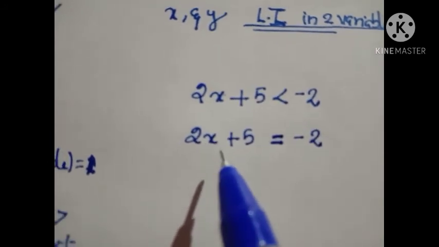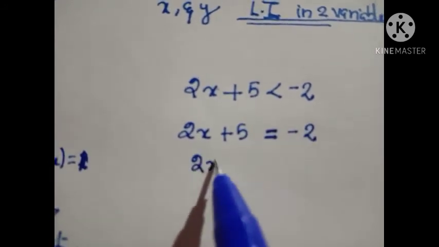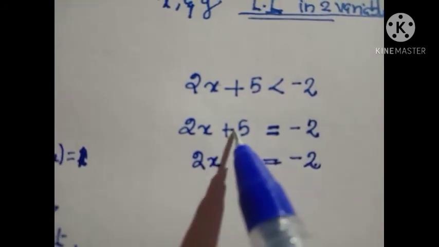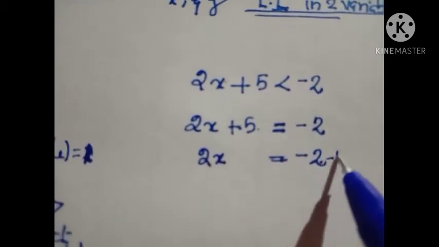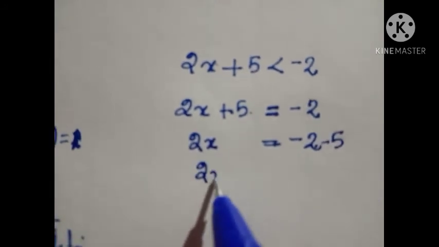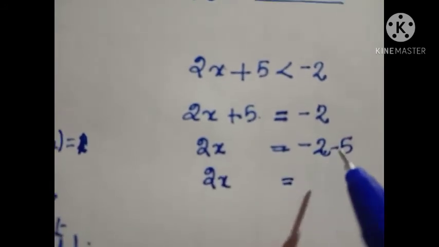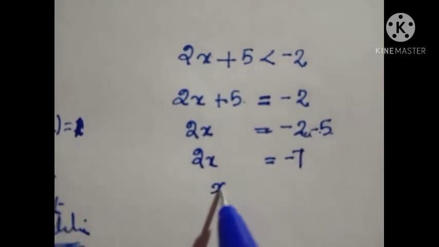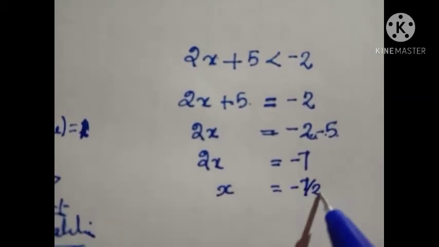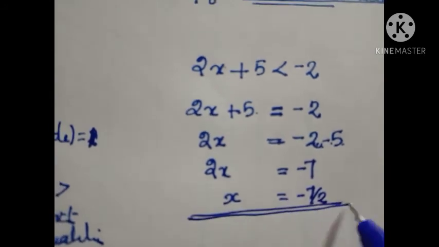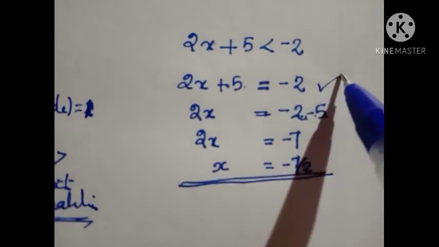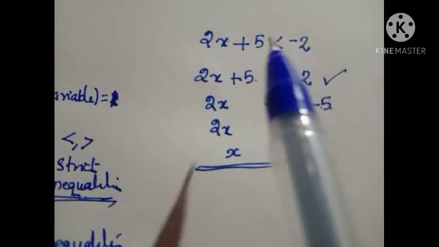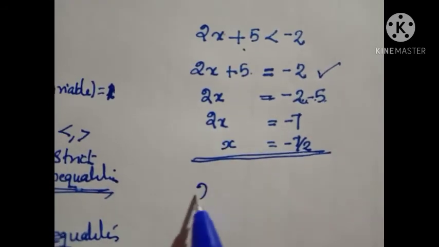Solve means find the value of the variable. So here 2x is equal to minus 2. Take this plus 5 to right side. So this becomes minus 5. So 2x equal to minus 2 minus 5 is minus 7. So x equal to minus 7 by 2. So the solution of this given equation is x equal to minus 7 by 2. Let us consider this inequality.